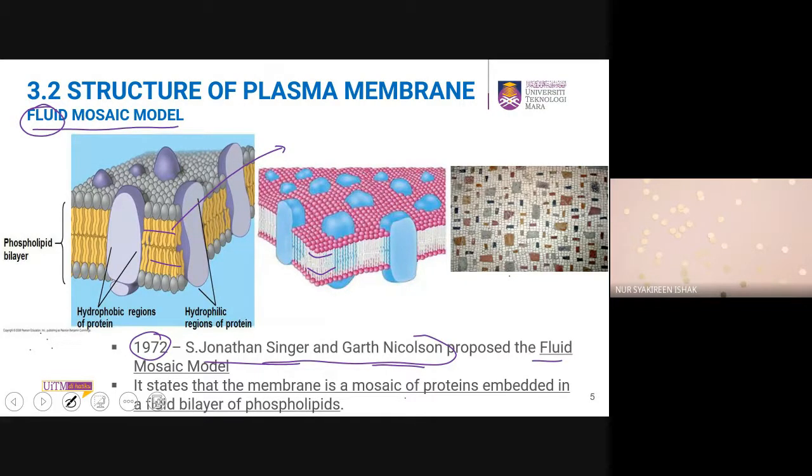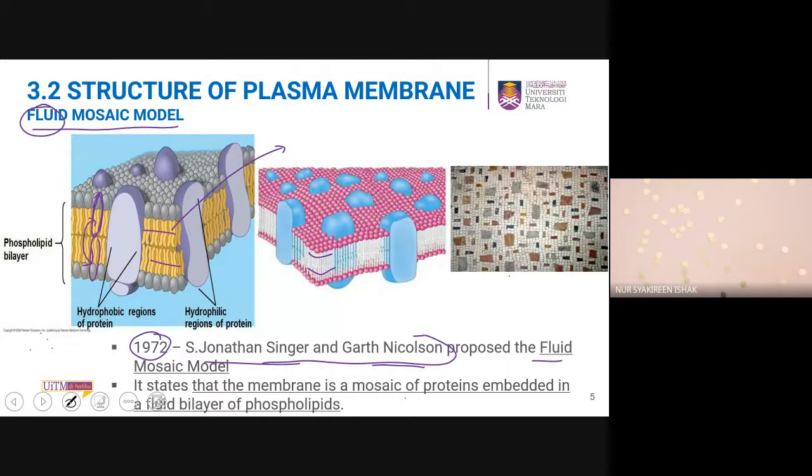Another movement we call flip-flop. The molecule in the top layer and the bottom layer can switch places. That is what we call flip-flop. So that's why the model is called fluid: the plasma membrane is not static, it can move. Why can the plasma membrane not be static? Because if the plasma membrane were static, frozen solid, then the cell could not function.